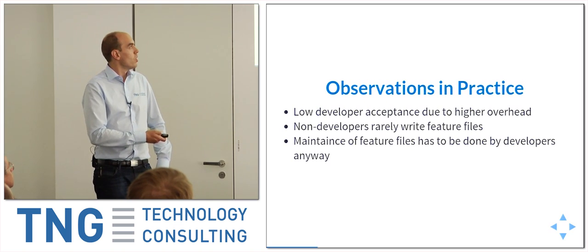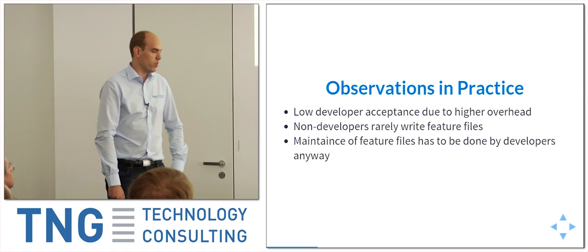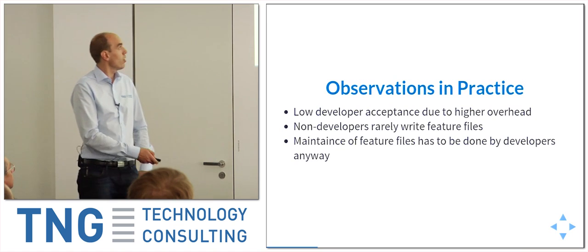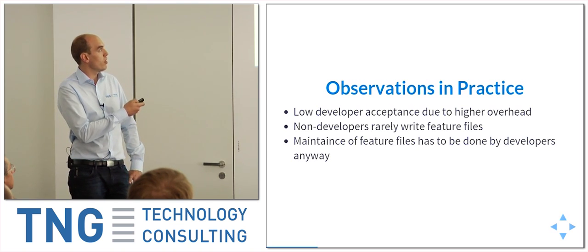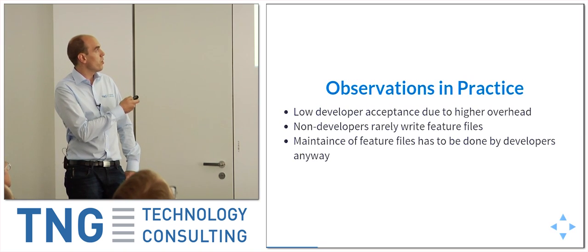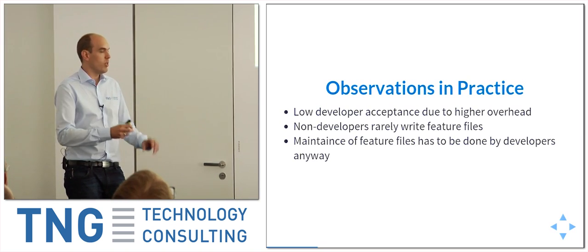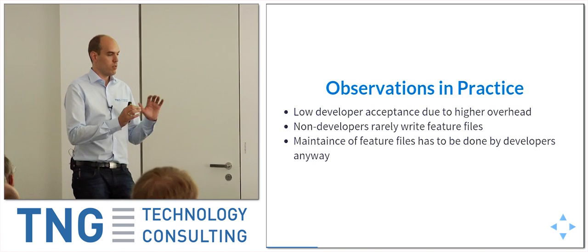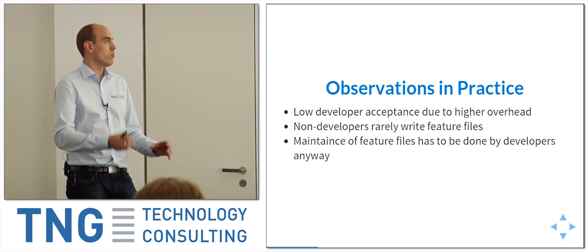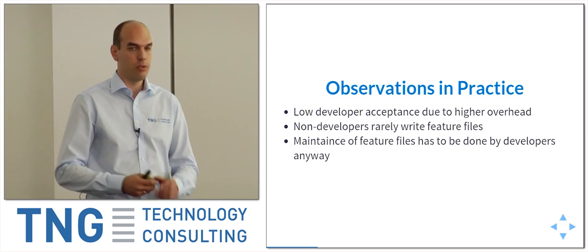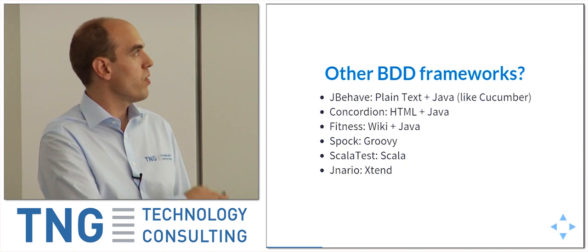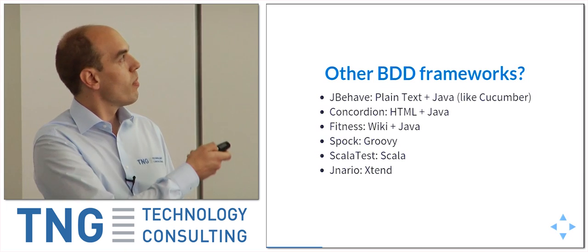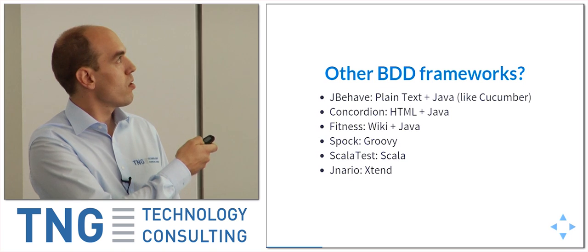So what about other frameworks in the Java world? There are quite a lot of them. For example, JBehave. This was even before Cucumber. It has the same mechanism: plain text plus Java files. And there's Concordion, for example. It uses HTML for writing these specifications, and then you write Java code to bind the HTML files to your Java code. Then there's FitNesse, which is similar, which uses a wiki system. And so I would say these are the classical tools.